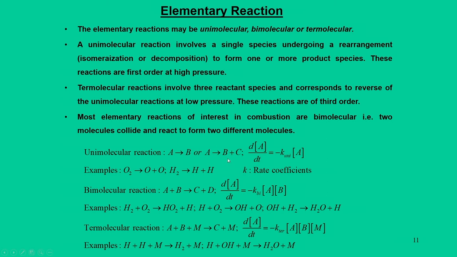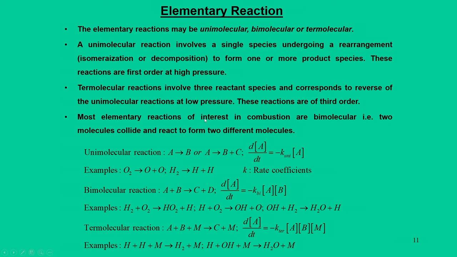That means, if I say the reverse of unimolecular reactions, two or more species, A plus B plus M, give C plus M. So, this is something like a reverse of a unimolecular reaction, except there is an additional intermediate molecule M, which comes into the picture when we have termolecular reactions, and these reactions are of third order. However, there is another reaction type, which you call bimolecular reactions.